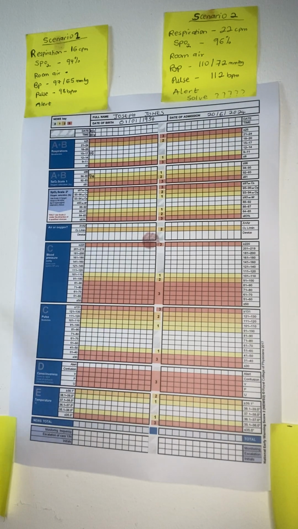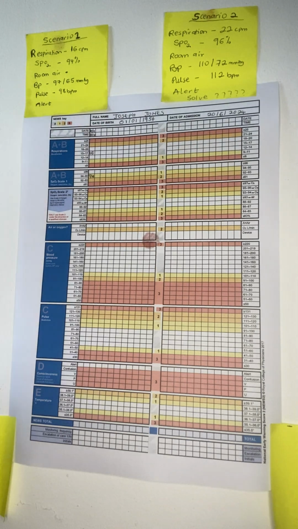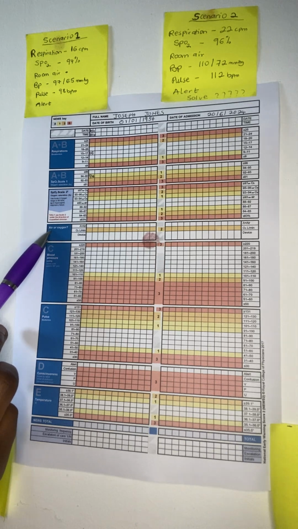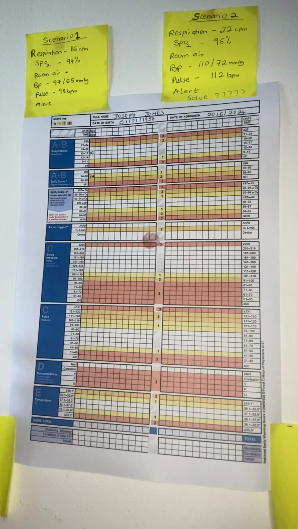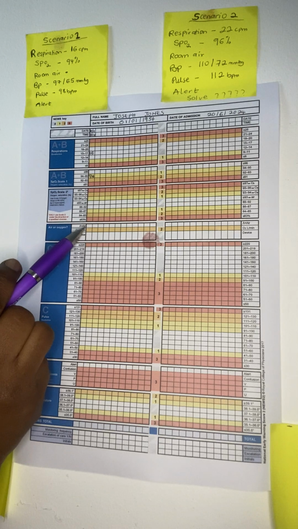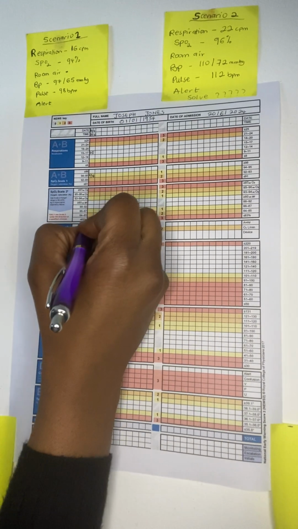Now let's move on. Now they said that the patient is on what? Room air. So we are here. They are asking whether the patient is on air or oxygen. And we see air, oxygen in the device. So now my patient is on room air. So all you put is A, because they've even written it here. A is the same as air. So you write what? A.